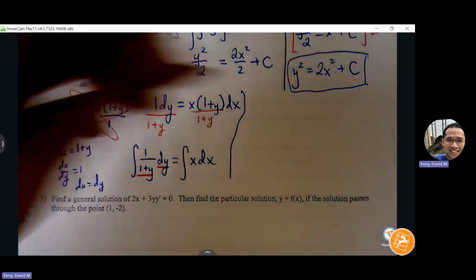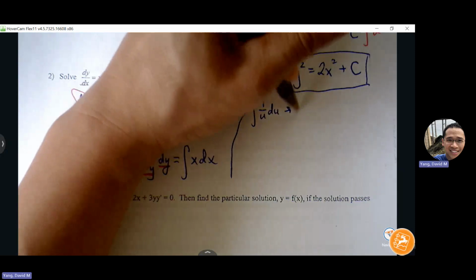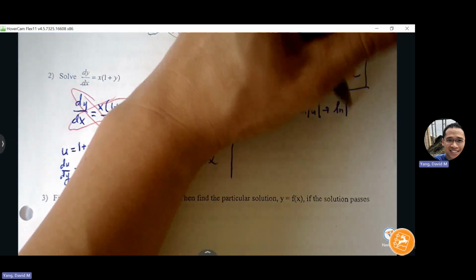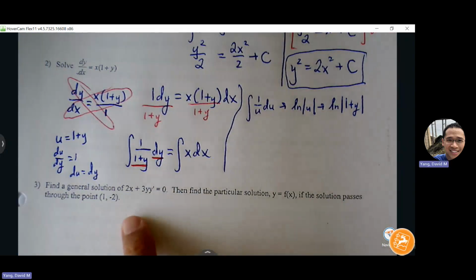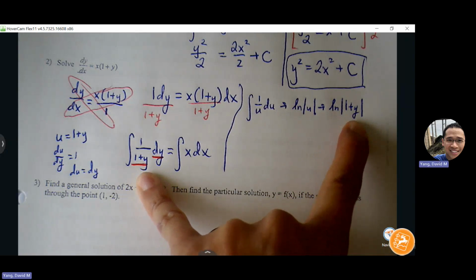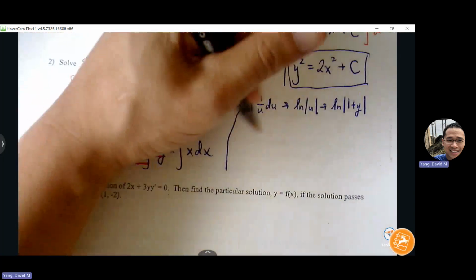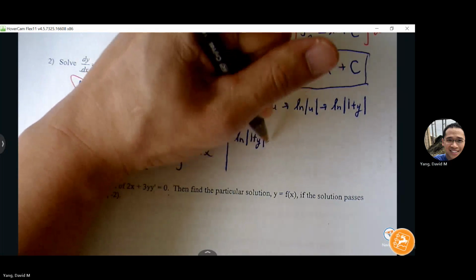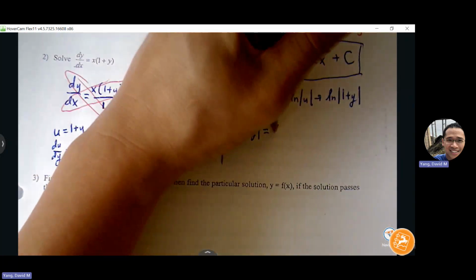So if I make my substitution here, the integral of 1 over u du becomes natural log absolute value of u, which becomes natural log absolute value of 1 plus y. If you're comfortable enough, you can jump from here to here, knowing that your 1 plus y won't produce any coefficient. It's just my u value there. So my left side becomes natural log absolute value of 1 plus y equals, what is the right side? x squared over 2, plus c.